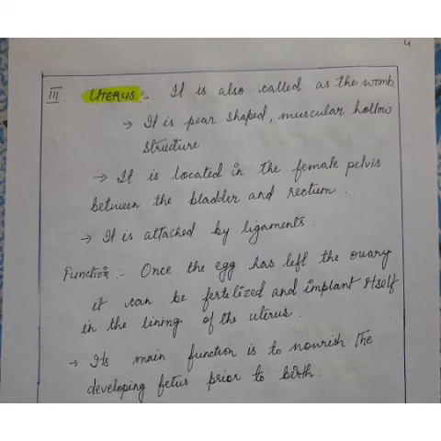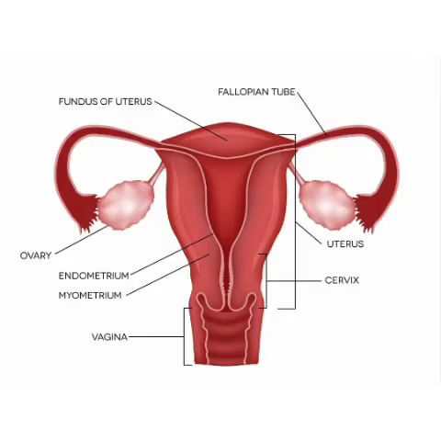It is attached by ligaments and its function is that once the egg has left the ovary, it can be fertilized and implant itself in the lining of the uterus, and its main function is to nourish the developing fetus prior to birth.